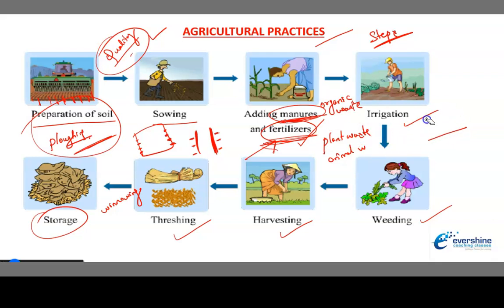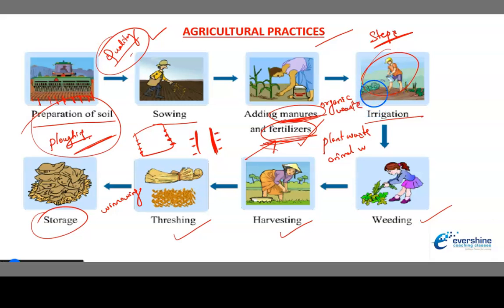Next process is irrigation. Now in irrigation what we do, children? It is the artificial supply of water. Can you see here? Here the farmer is pouring the water, correct? So it is the artificial supply of water to the soil in regular intervals, in regular quantity.